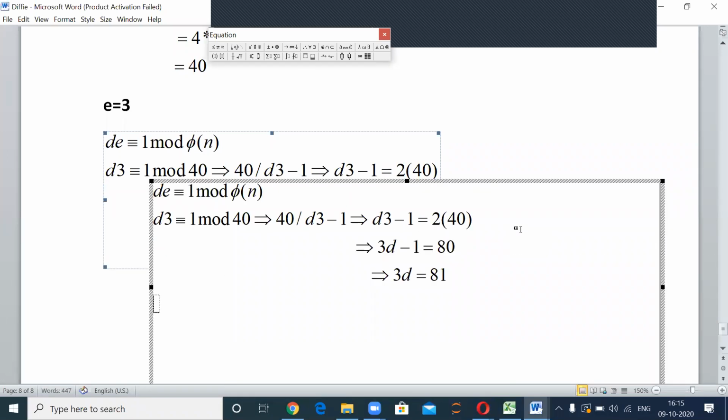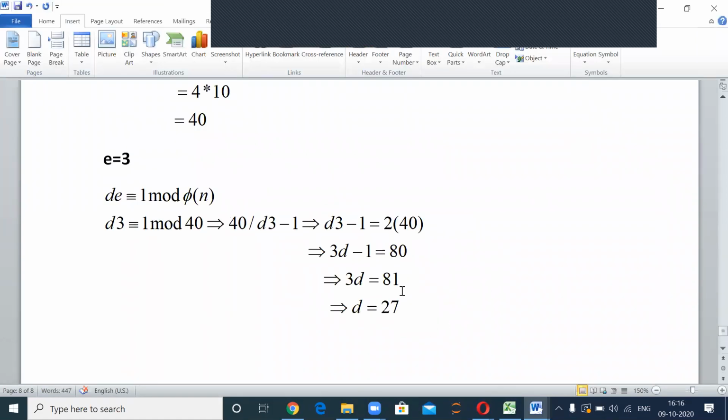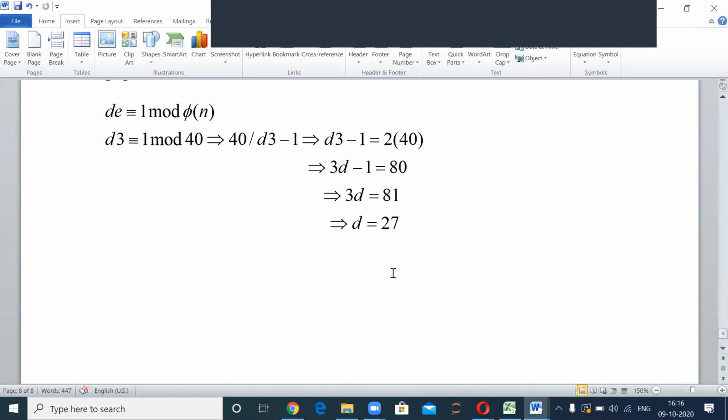With this the d value is 81 divided by 3, what is that? 27. This is the d we have calculated. You know d, e, n and phi of n. Now we can easily perform the encryption and decryption. First we have to perform encryption.